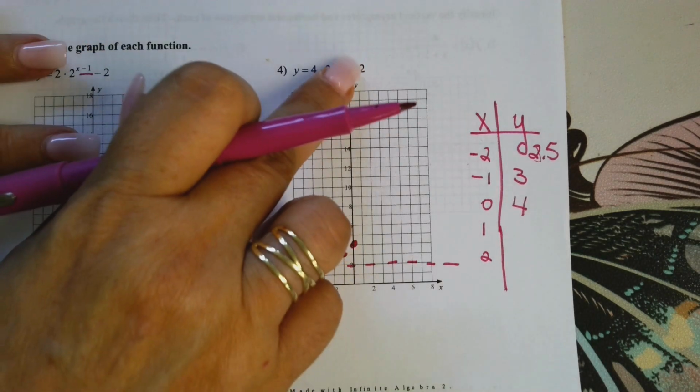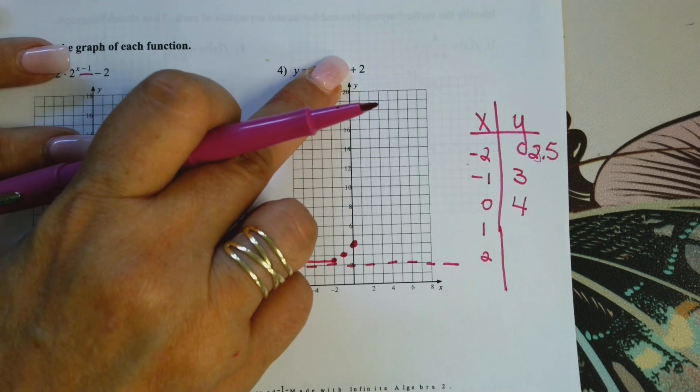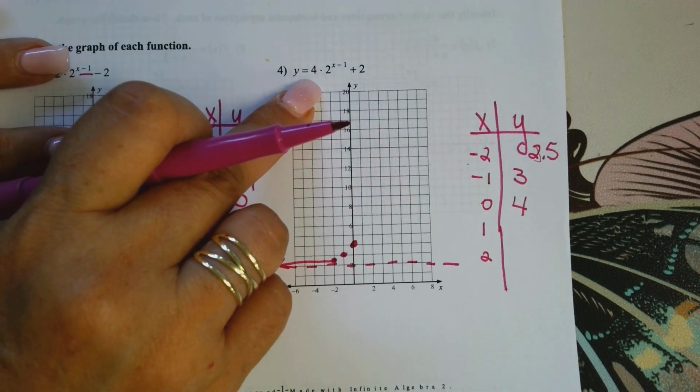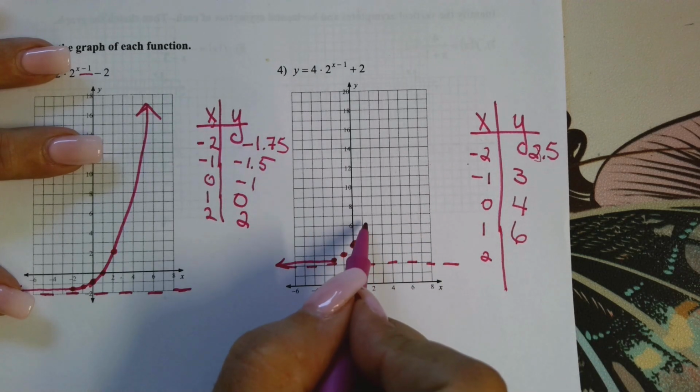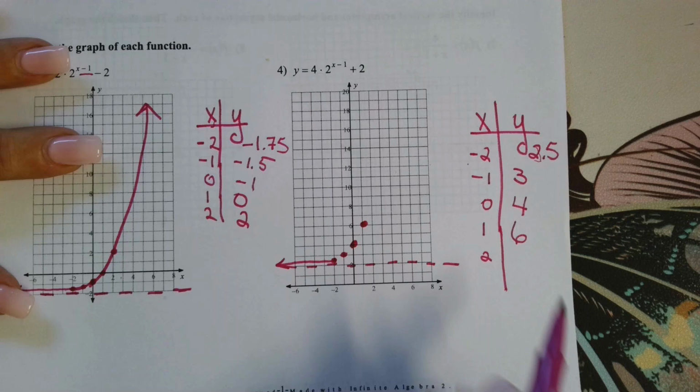Plug in a 1. This will be 2 to the 0, which is 1. 1 times 4 is 4. 4 plus 2 is 6. So at 1, we are at 6.